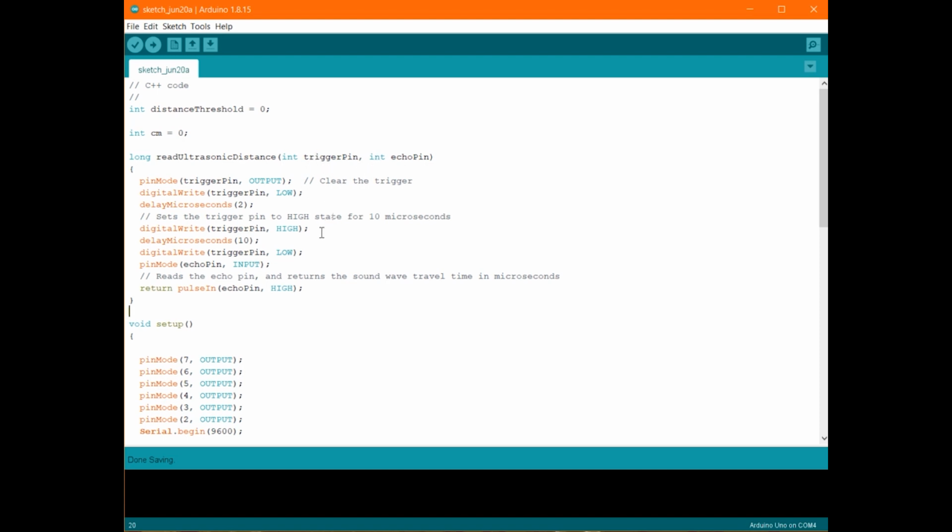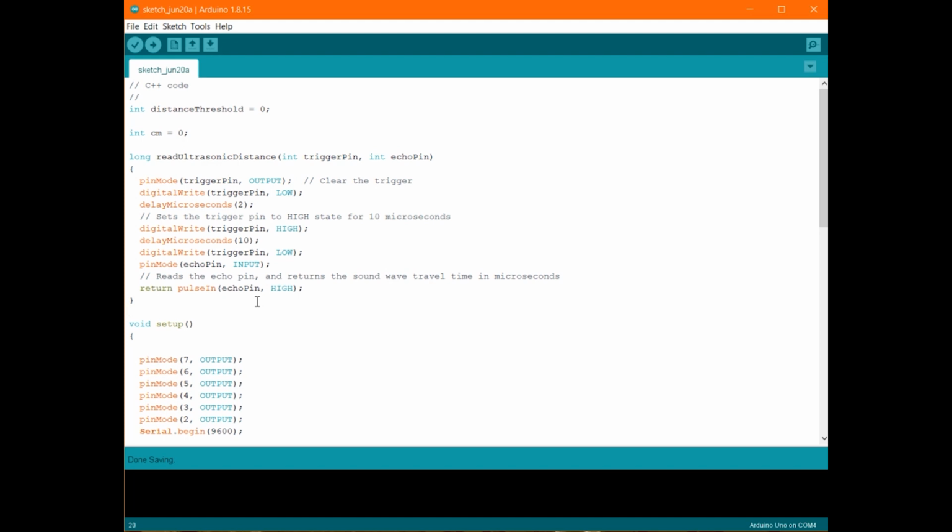So here is the whole code with delays and high and low. The trigger pin is set which emits the sound, and then the echo pin receives it as input. Here the pulse in function returns the time in microseconds in which the sound is received by the sensor after being bounced back, after being transmitted by the emitter.